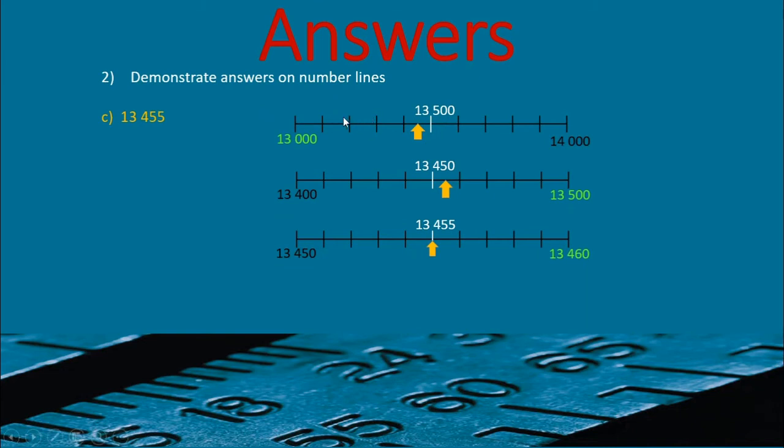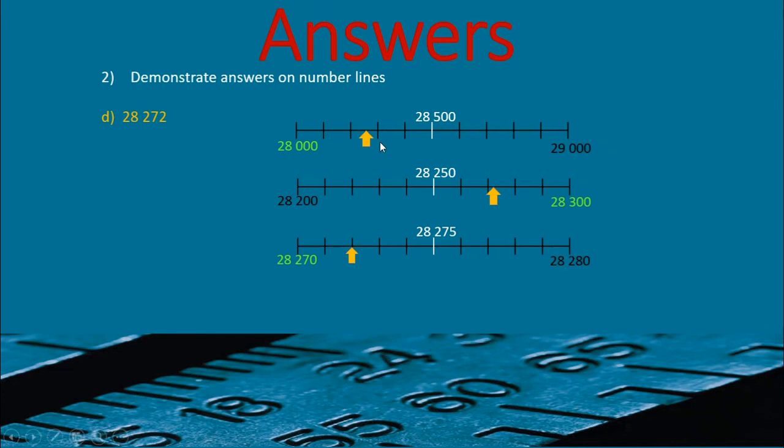For C, to the nearest 1,000, it was below the midpoint, so it rounded down to 13,000. For the nearest 100, it was above the midpoint, so we rounded up to 13,500. And for the nearest 10, it was exactly at the midpoint, but as we say, 5 or higher, we round up. So this is 13,460. For D, for the nearest 1,000, below the midpoint, so we round down to 28,000. For the hundreds, it's above the midpoint, so we round up to 28,300. And for the tens, it's below the midpoint, so we round down to 28,270.